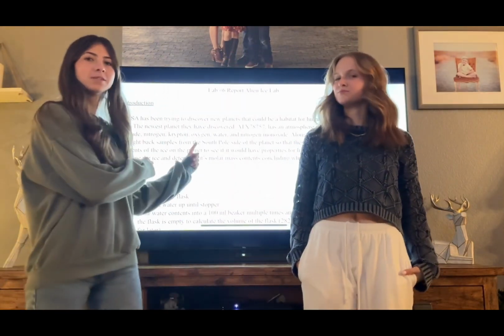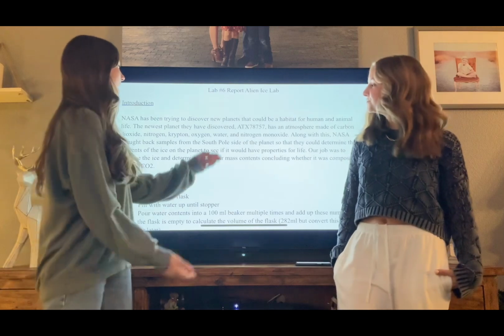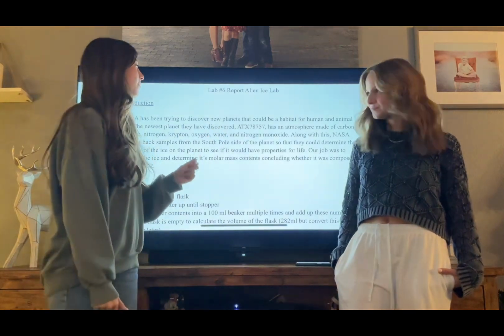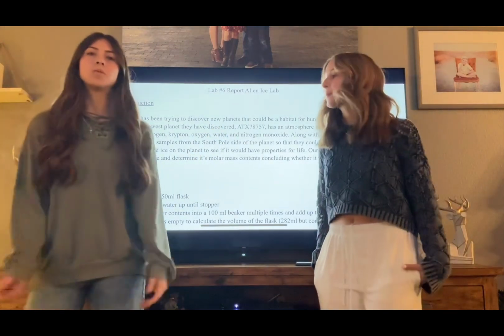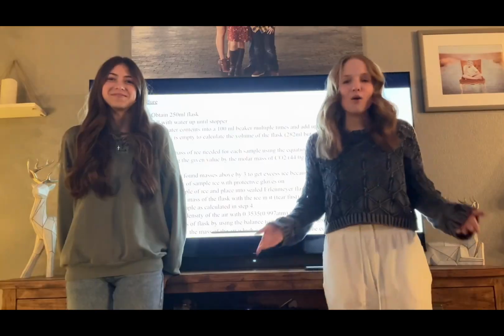Today we have lab number 6, Alien Ice Lab. Basically, today NASA gave us a sample from planet ATX 78757, and we had to determine whether or not the gas sample was methane or carbon dioxide. And now, on to what we did.